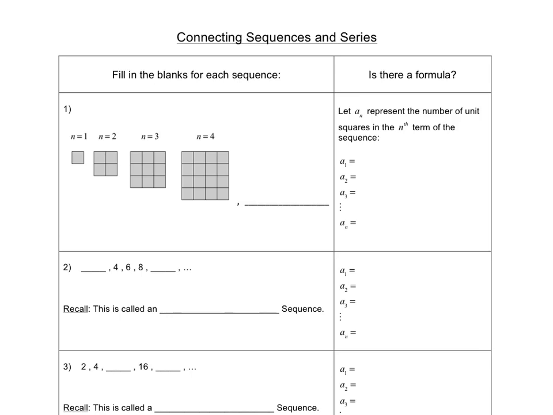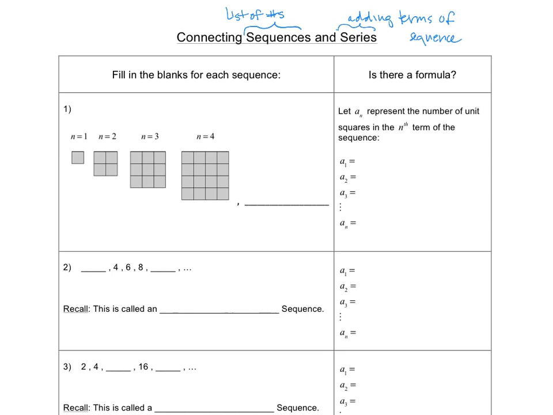Okay, we're moving over to page 87 of your book, and we're going to look at how we can connect these sequences that we've been talking about with series. So a series is adding the terms of the sequences, where a sequence was just a list of numbers that had a pattern or some sort of relationship.